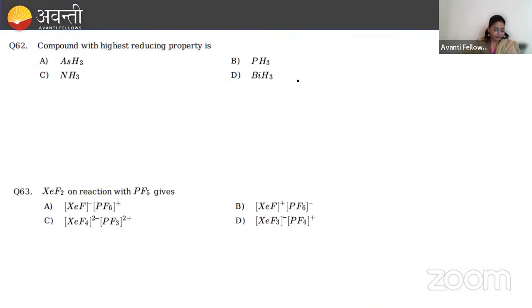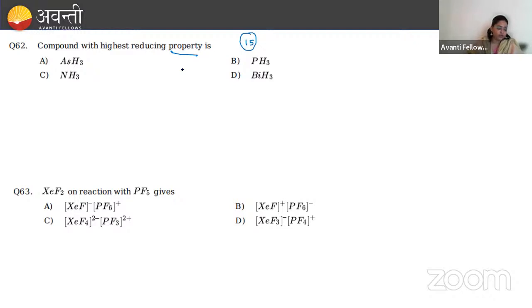Next problem. Here what is happening? See, compound with highest reducing property is. So which will be the highest reducing property? So here is what? Arsenic, phosphorus, nitrogen, and bismuth. So all are from the group 15 elements. Okay, group 15 elements के ये सारे elements थे.